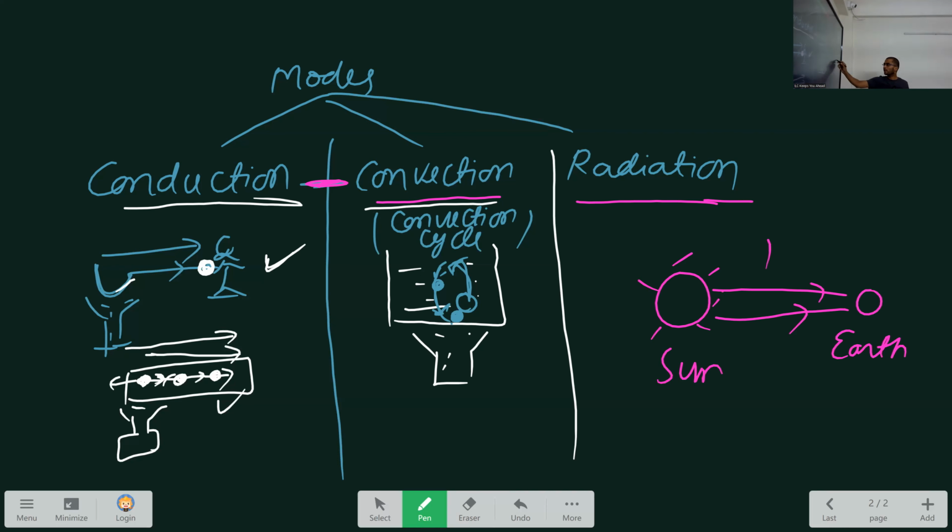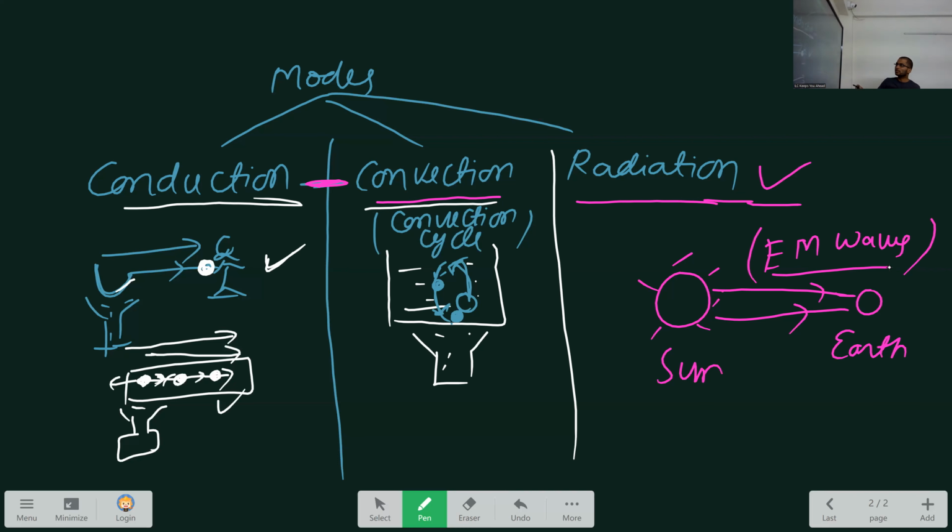Now this radiation has the form of EM waves, electromagnetic waves, and we know that electromagnetic waves do not require any medium for propagation of energy. So it means that heat is transferred without requirement of any medium. So radiation does not require any medium for its transportation because it transmits energy in the form of electromagnetic waves. That is the difference between conduction, convection, and radiation.